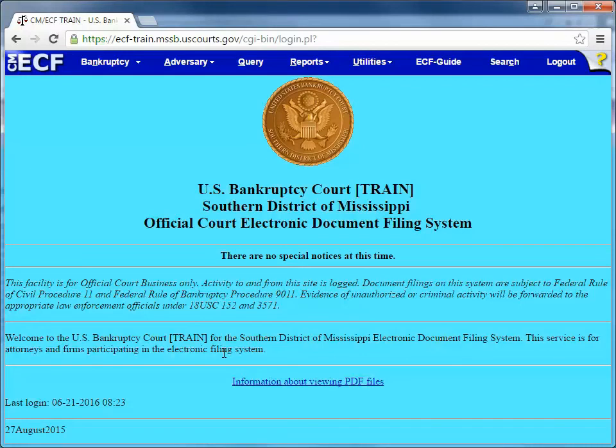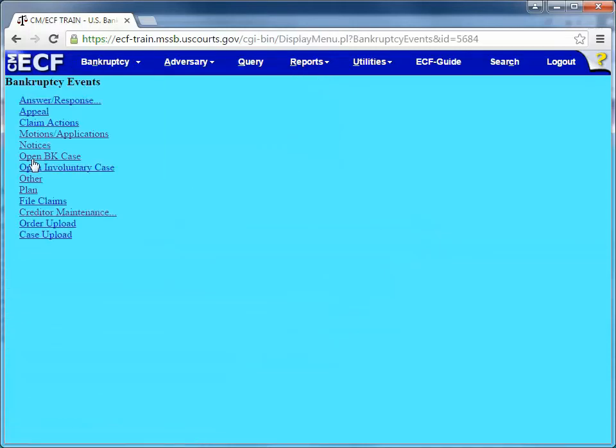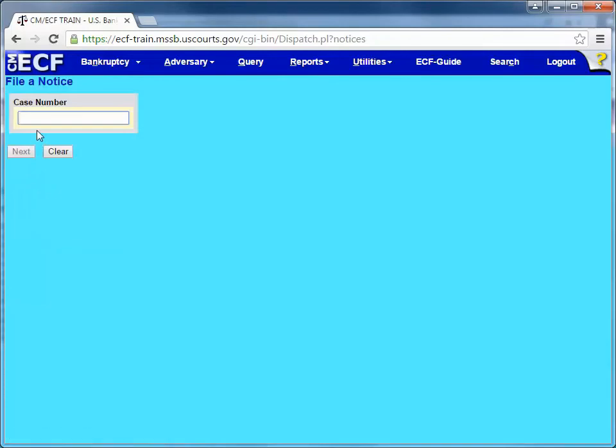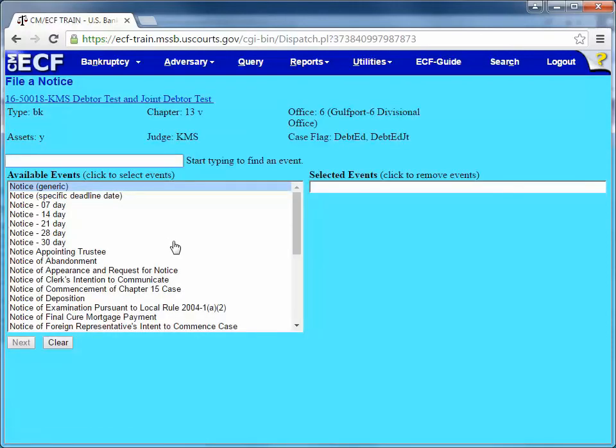Again, for demonstration purposes, I have already filed a motion and I'm ready to file the related notice. Remember that this particular notice provides a 21-day period for filing objections. From the main CM/ECF menu, click Bankruptcy, Notices, input the case number, because my notice provides a 21-day objection period, I'm selecting the docket event Notice 21-Day.